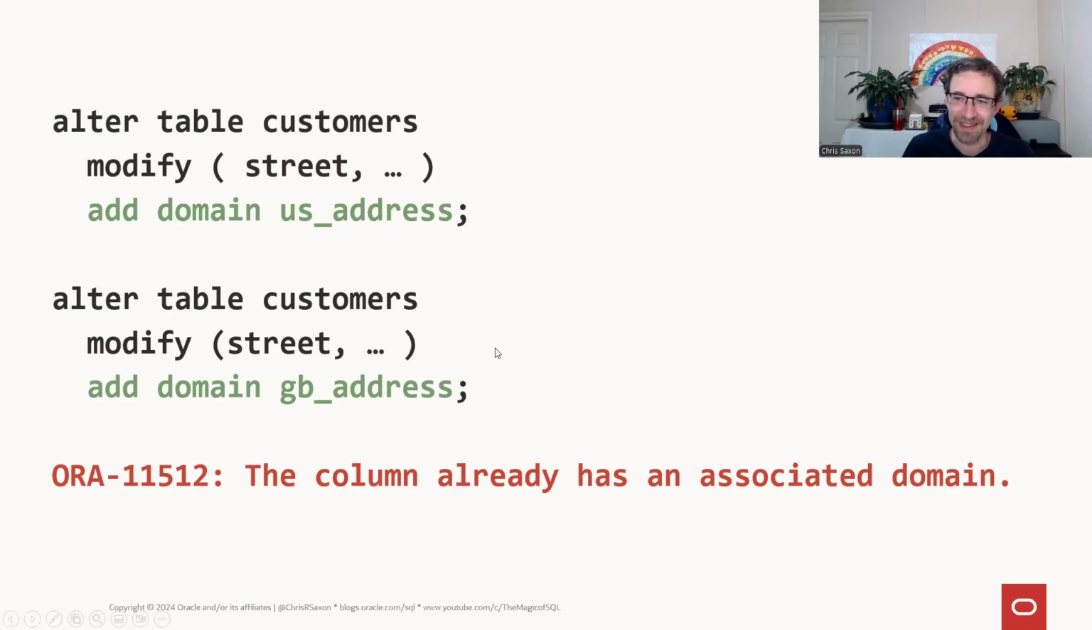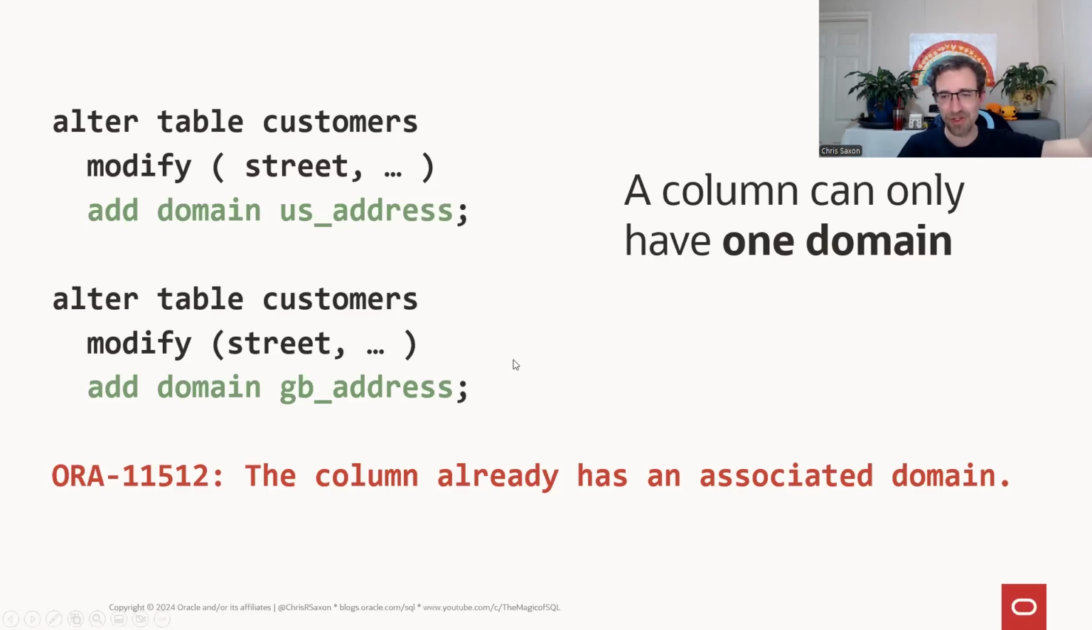You get an error, right? A column can only belong to one domain. You cannot assign multiple domains to one column. Okay, so this is a restriction which maybe we might change at some point in the future, but currently you can only assign a column to one domain.